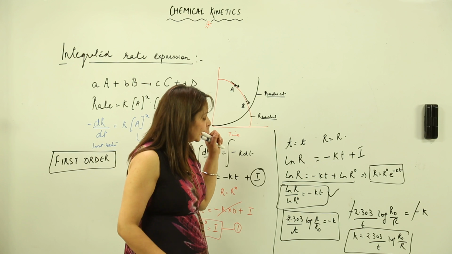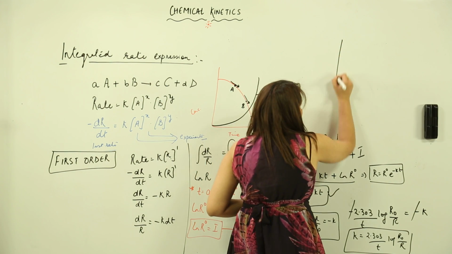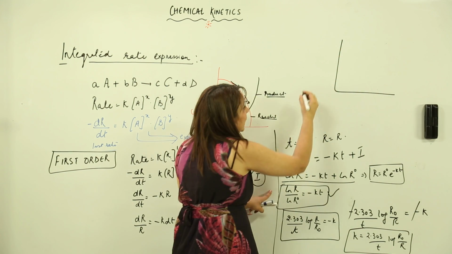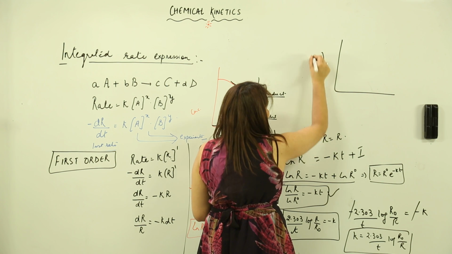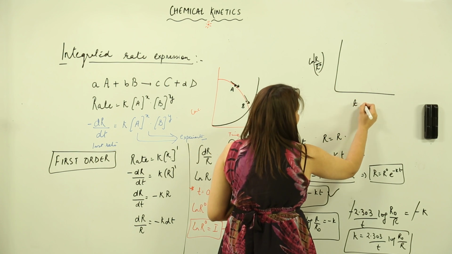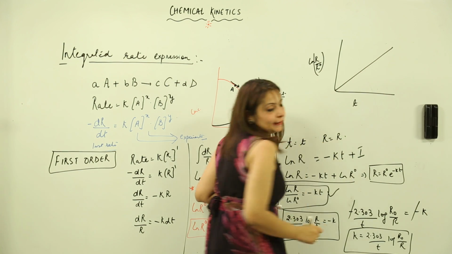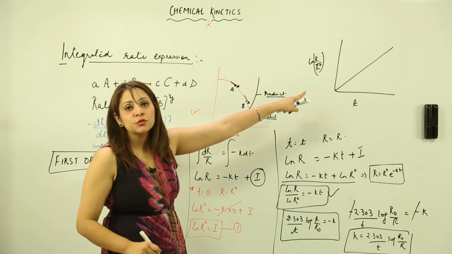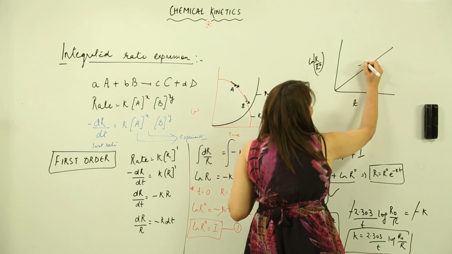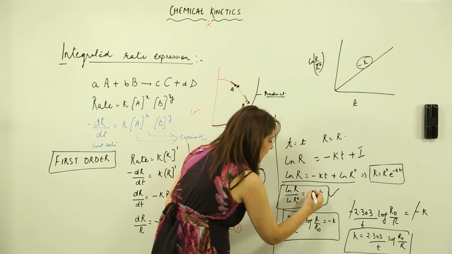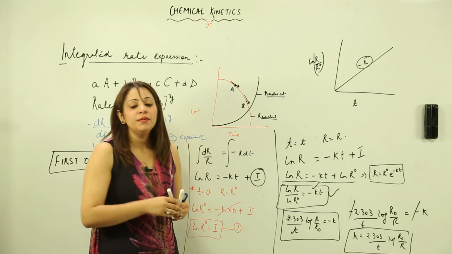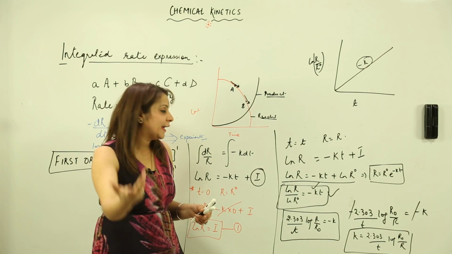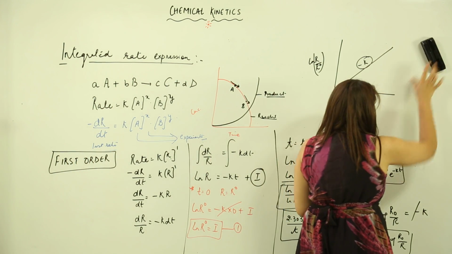Now for considering the graph, what do we have? I am going to make two graphs. On the y axis I am going to plot ln R upon R naught versus time, and we are going to get the graph like this, a straight line, and this straight line will be indicating the value for minus k, because this is the constant involved, right.